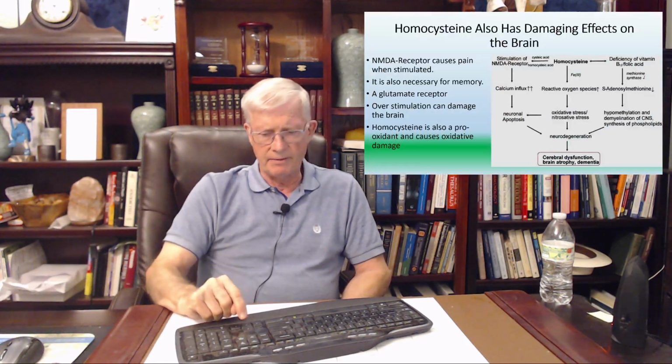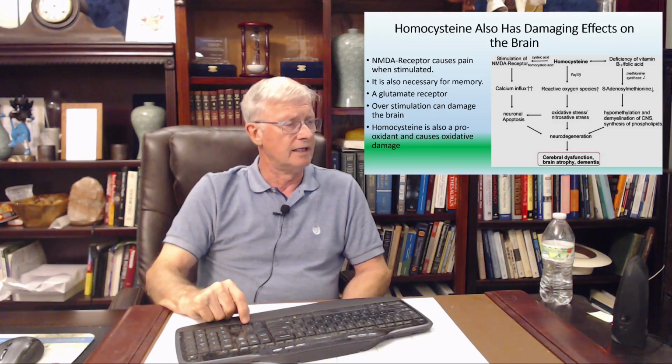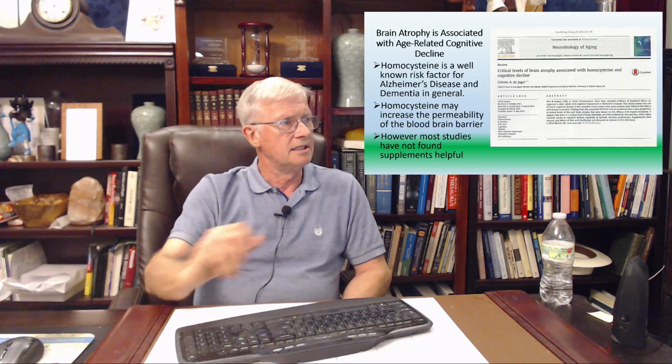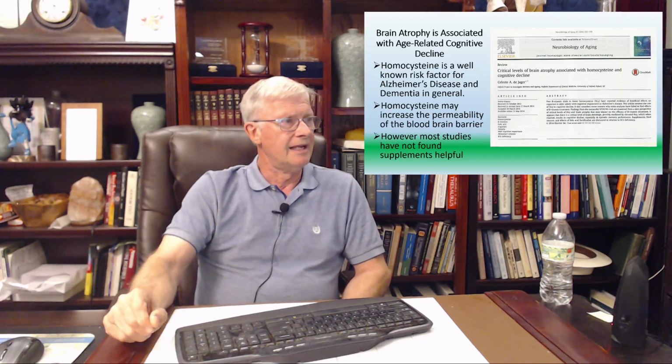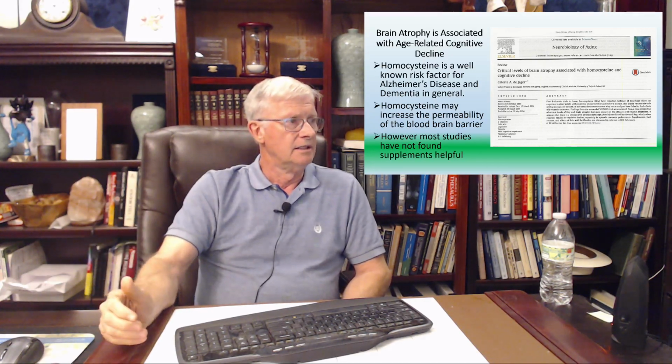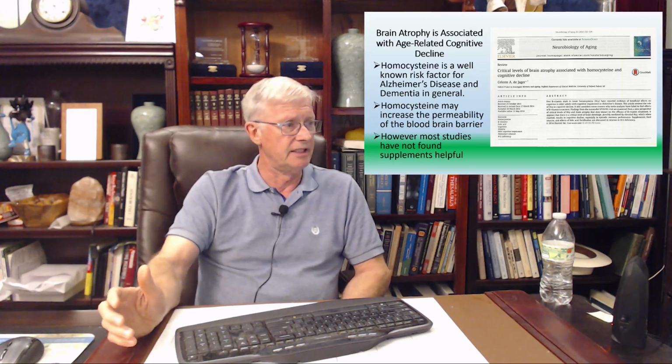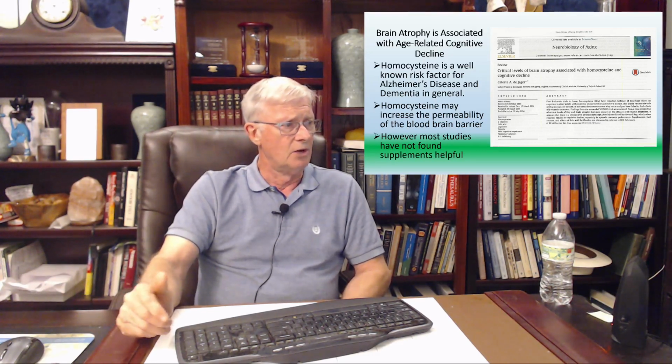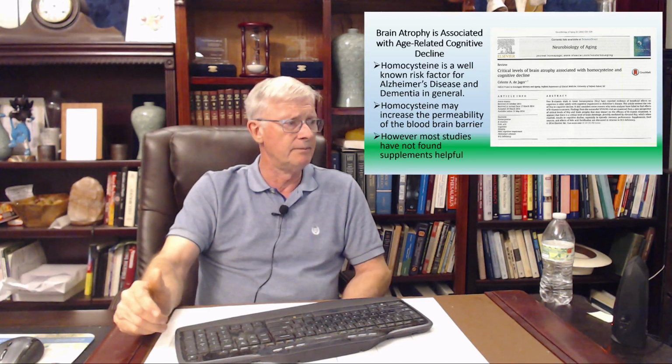Homocysteine has very damaging brain effects, as we just mentioned, and we can see that it causes brain atrophy. As we get older, we have some atrophy, but with homocysteine levels high, we have a lot more brain atrophy. And homocysteine is a well-known risk factor for Alzheimer's disease and dementia in general. Homocysteine may increase the permeability of the blood-brain barrier.